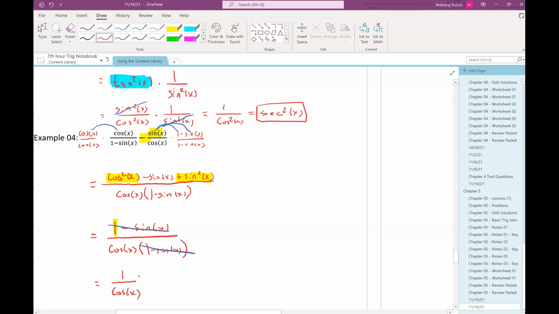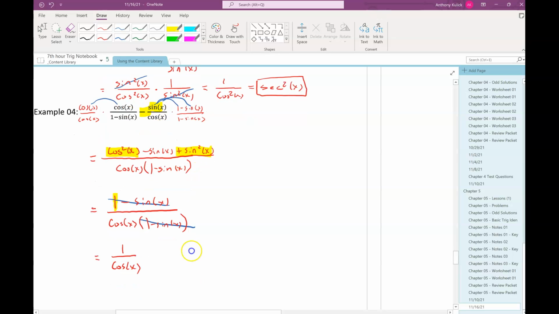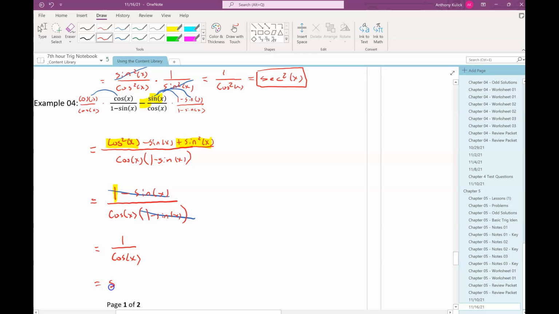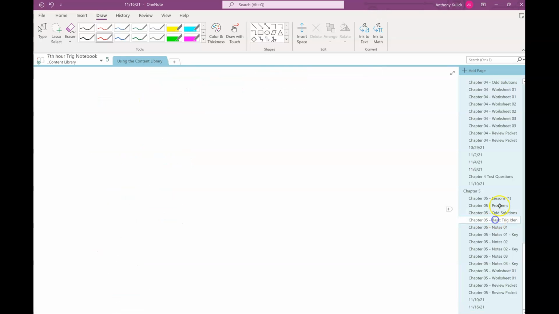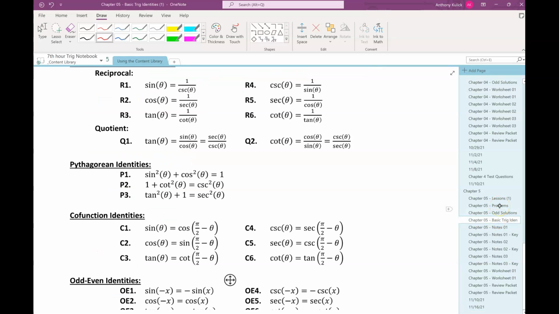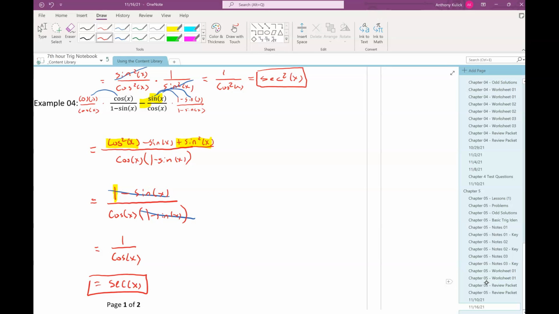And can we do better than 1 over cosine? What is that? That is secant. We don't need to put a 1 over secant, right? Correct. Again, that's one of the identities, right here. I guess I could have gone over. Okay.